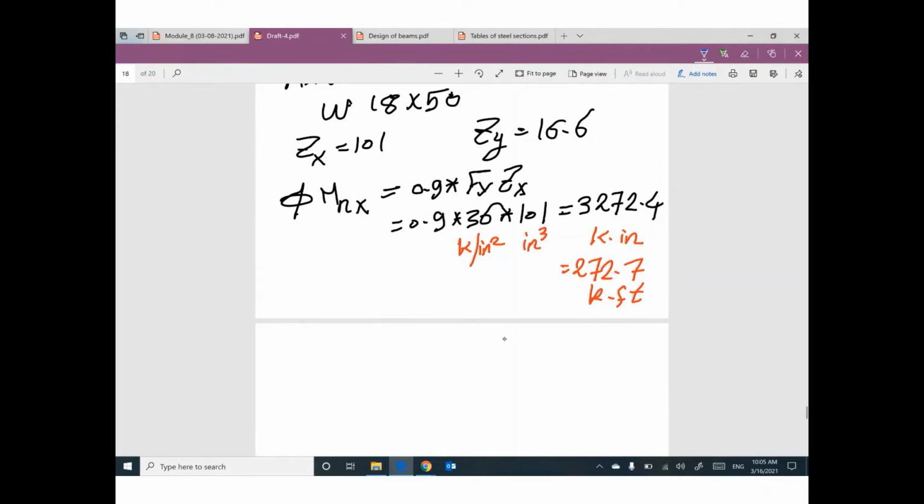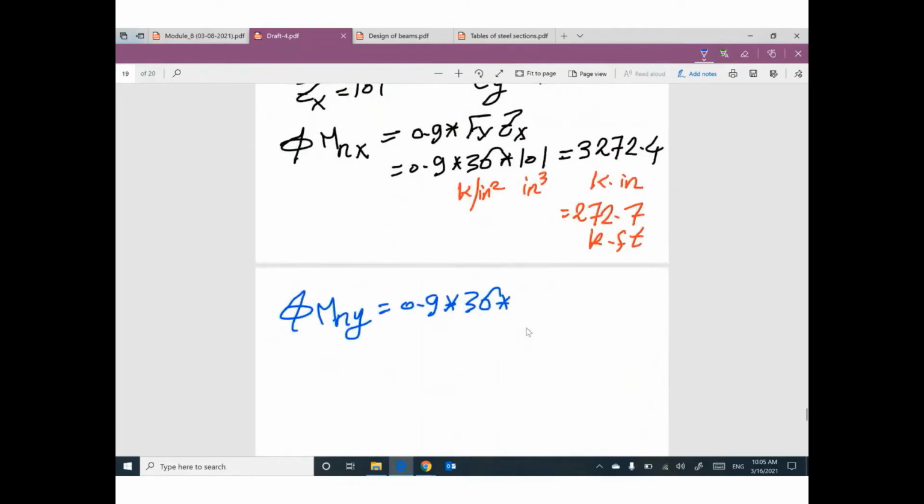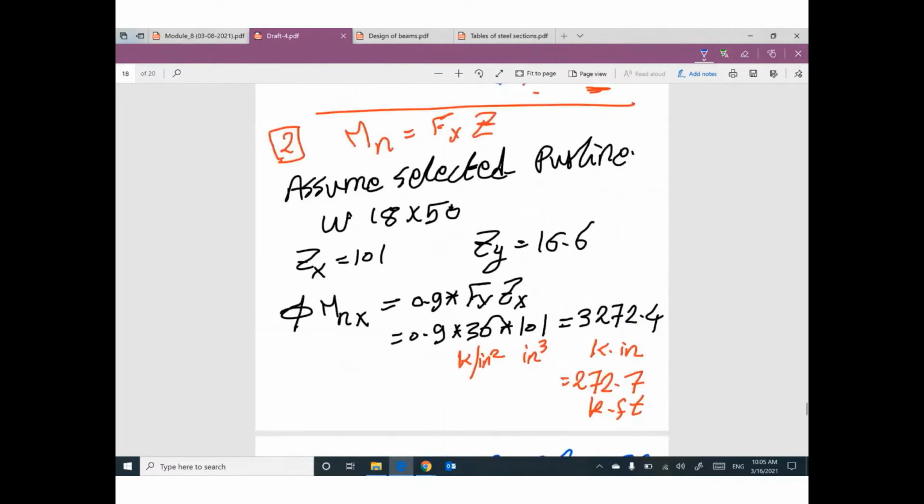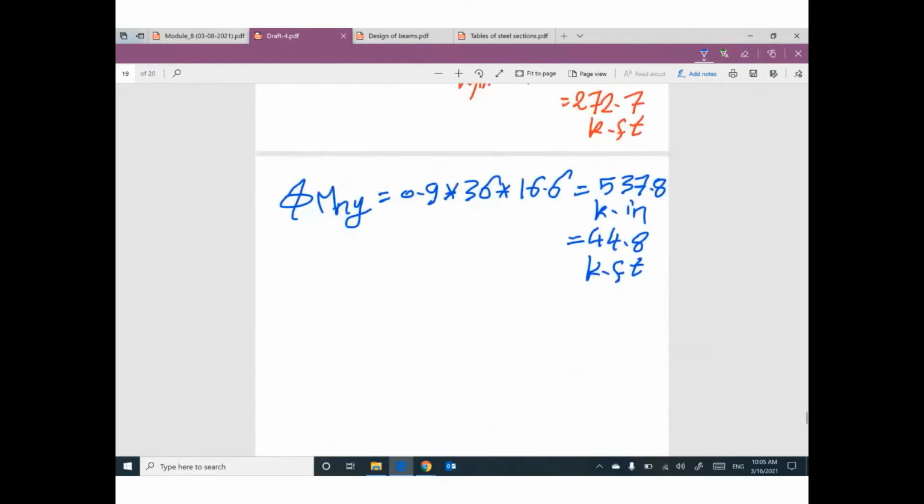The other term, phi Mny: phi 0.9, F yield 36, Zy 16.6. This number will be 5,307,537.8 kip-inch. Divide it by 12, it will be 44.8 kip-foot. I am done with the denominator.